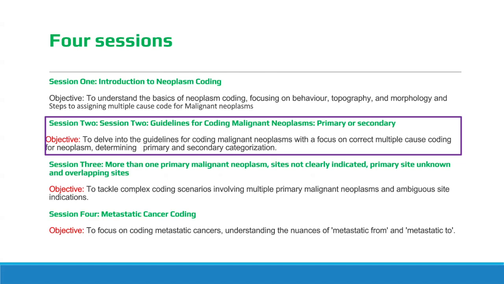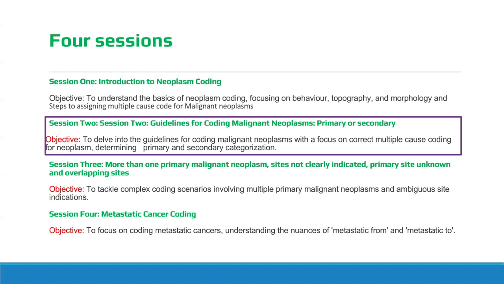Session 2 is the current session today, which will delve into understanding primary and secondary malignant neoplasm coding. The objective is to review the guidelines for coding malignant neoplasms, including multiple cause codes and secondary coding for malignancies. Session 3 will examine and discuss situations where there is more than one primary malignant neoplasm, aiming to address complex scenarios involving multiple primary malignant neoplasms and ambiguous site indications.